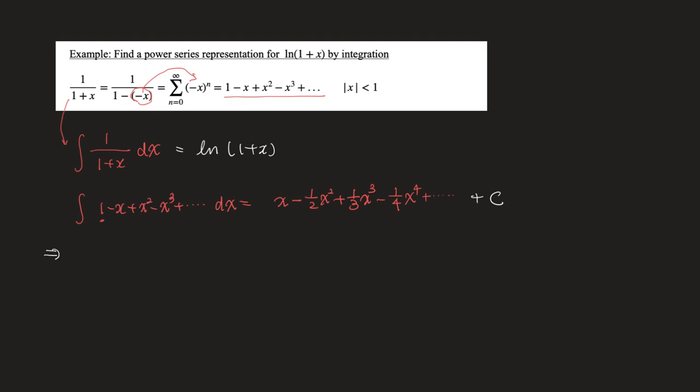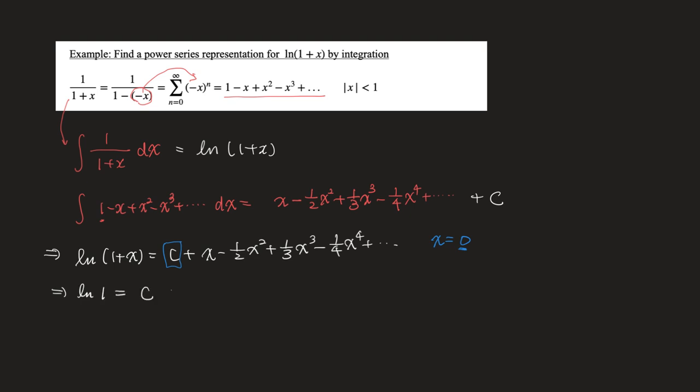So you now have ln(1 plus x) equals c plus x minus 1 over 2 x squared plus 1 over 3 x cubed minus 1 over 4 x to the fourth. Now we want to find the c value. You plug in x equals the center, x equals 0. The center is 0, right? You plug into this power series. So you have ln 1 equals c. What is ln 1? 0. So c equals 0.